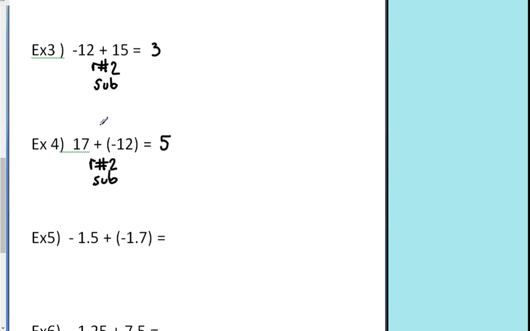Determine if it's positive or negative. If I had 17 yellow chips and 12 red chips, I would have leftover yellow chips, so it's positive 5. Yeah? All right, next example.